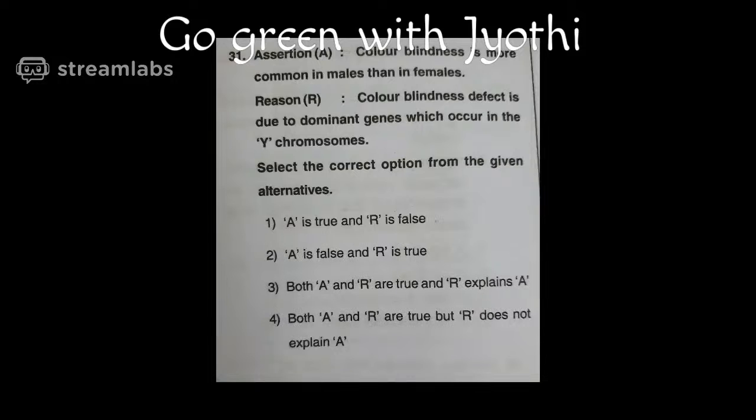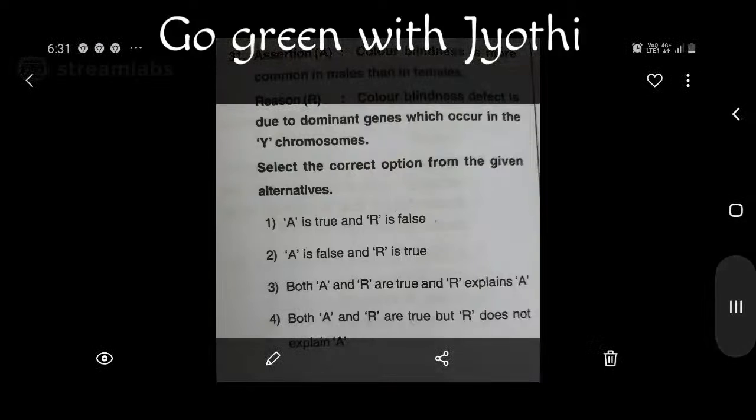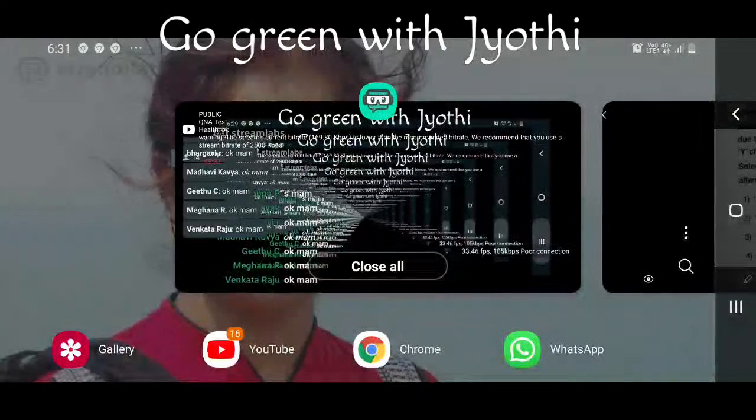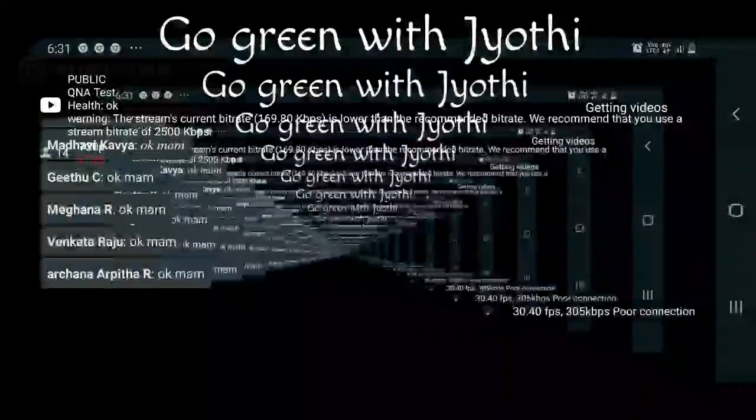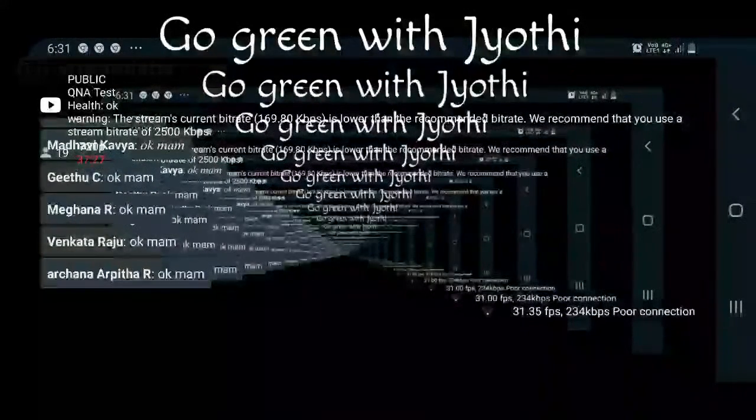Hope everybody has gone through the question. Okay. Now let me know how many will answer correctly. Okay, what is the answer for this?